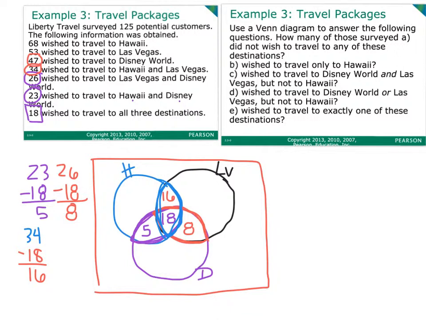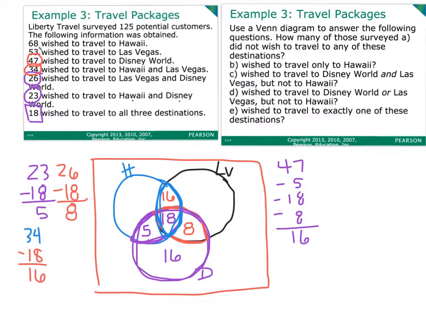Now, 47 wished to go to Disney. So again, that is the entire Disney bubble, okay? So you're going to have to take your 47 and deduct out the 5, the 18, and the 8 that have already been included in other parts of the bubble. So if I do that, that'll leave me with 16 people. These 16 people want to do Disney and Disney only, okay?